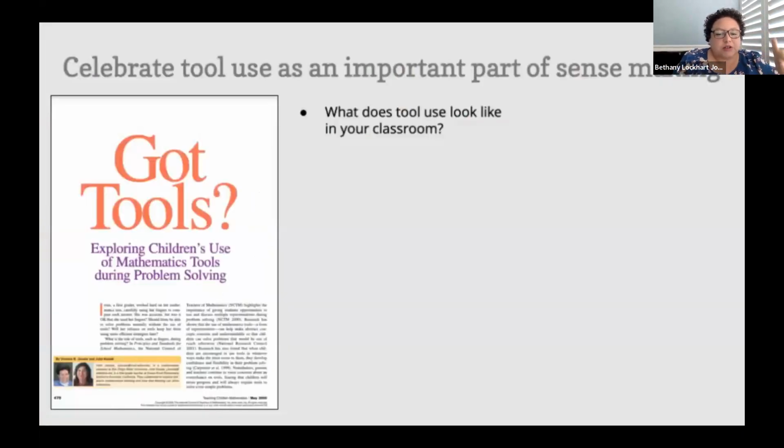And finally, I want to talk about tool use. So there's an amazing article, Got Tools. It's talking about tool use.